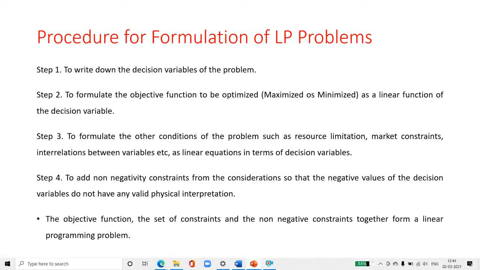Okay, we are converting these into linear form. Then step four, add the non-negative constraints, so that negative values of the decision variables, which do not have any valid physical interpretation, are excluded. So the objective function, the set of constraints, and the non-negative constraints together form a linear programming problem or a linear programming model. Okay, clear?